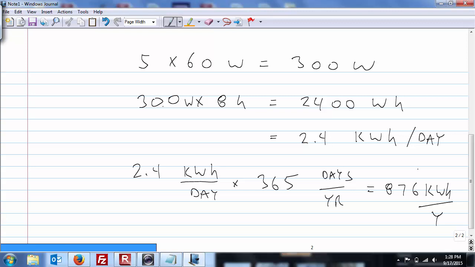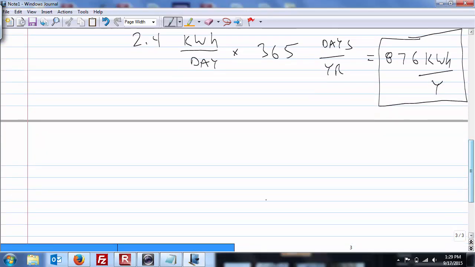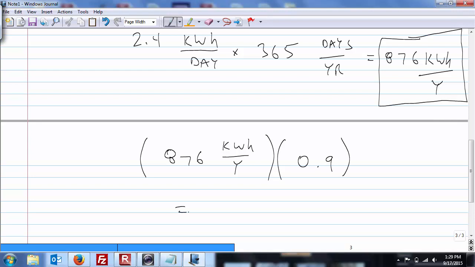Now multiply that by 0.9, because that's going to give me my dead space, your negative efficiency, what is not efficient. What doesn't come out as light comes out as heat. So we multiply that times 0.9, and we get 788.4 kilowatt hours per year that are not efficient, or come off as heat, not light. That's the total wasted.